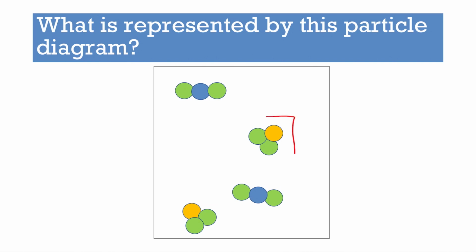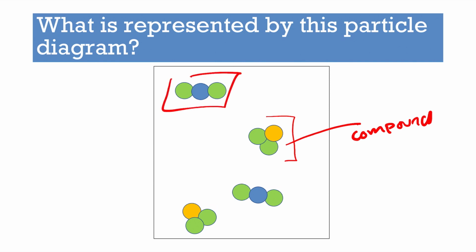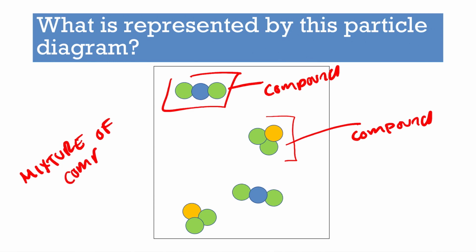Here we have a few different pieces. This one right here, you have 2 green and 1 yellow. So if you have 2 or more different colors, that is a compound. Same thing with here, 2 or more different colors, that is a compound. And so we have a mixture of compounds.